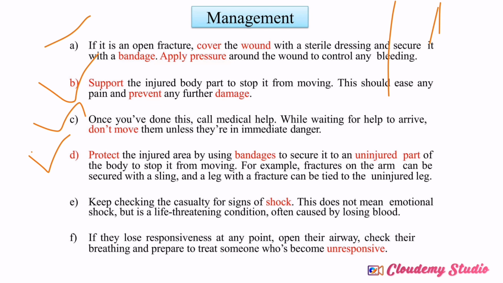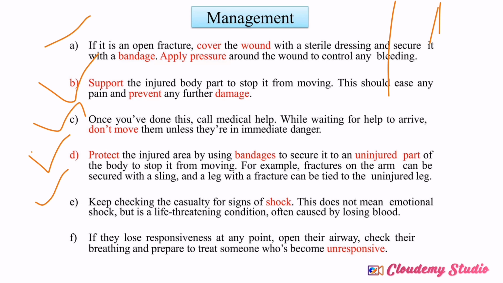Okay, so I'll repeat this point. Protect the injured area by using bandages to secure it to an uninjured part of the body to stop it from moving. For example, a fracture on the arm can be secured with a sling, and a leg with a fracture can be tied to the uninjured leg. So let's continue.